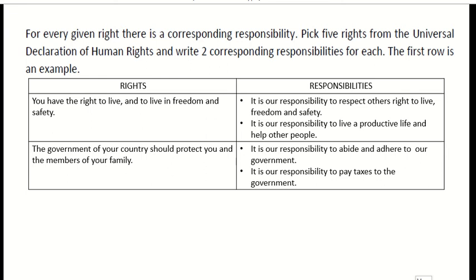So, yung responsibilidad mo, it is your responsibility or our responsibility to respect others' right to live, freedom, and safety. So, kailangan din nating igalang yung karapatan ng iba na mabuhay, malaya, at maging ligtas, no? At saka, it is also our responsibility to live a productive life and to help other people. So, karapatan ay responsibilidad natin na maging produktibo sa pamumuhay at tumulong sa ating kapwa. So, yan yung mga responsibilities na kaakibat ng karapatan na yan.